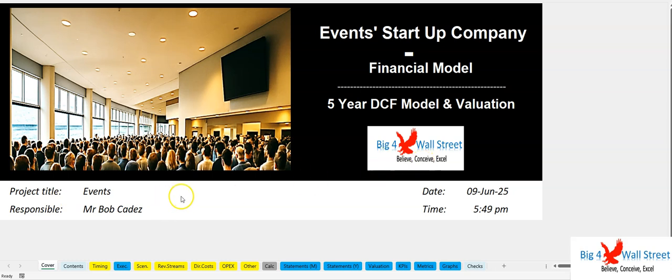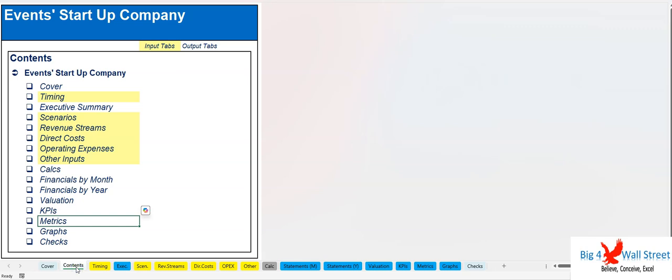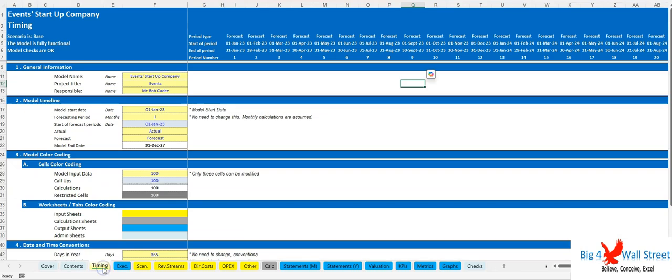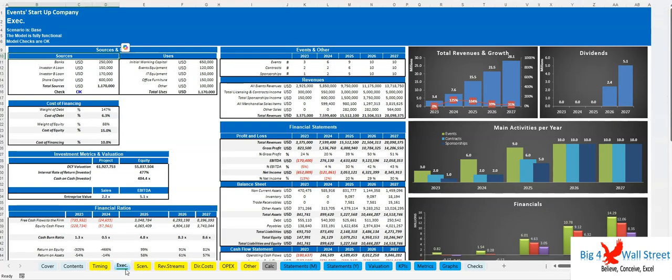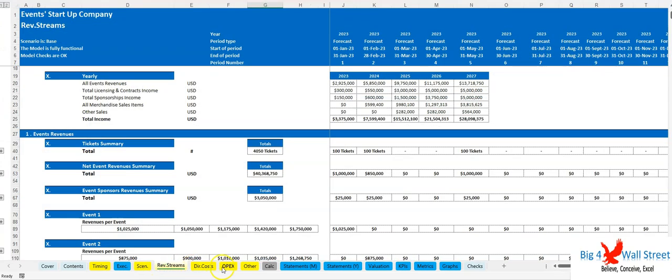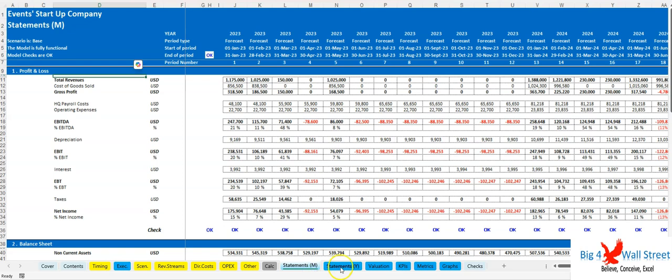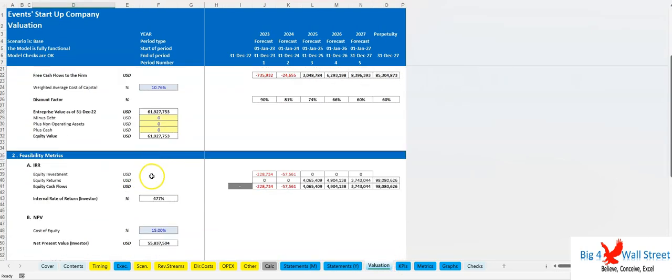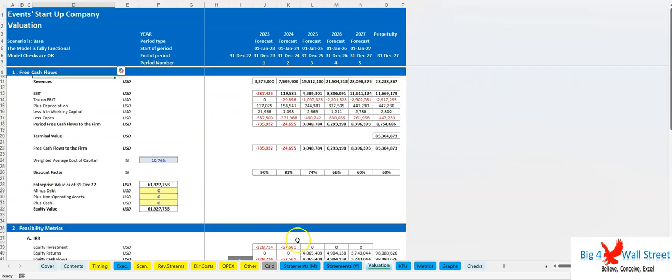Events Company financial model with a 5-year DCF, discounted cash flow, and valuation offers a complete financial analysis for a startup in the live events industry. It includes projections for event revenues, sponsorships, licensing, merchandise sales, and operating costs. The model supports key decision-making through detailed feasibility metrics and provides pro forma financial statements, net present value, NPV, internal rate of return, IRR, and payback period analysis.